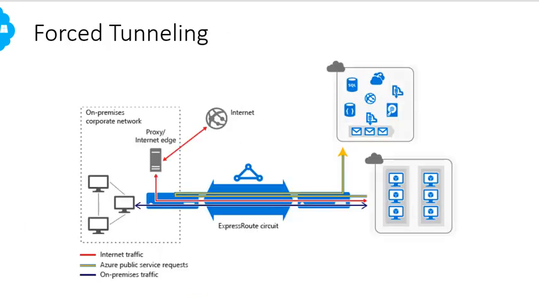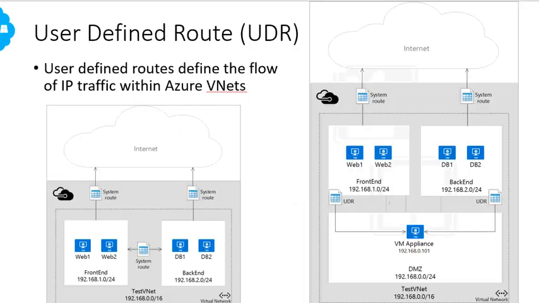Force tunneling: if you are familiar with tunneling, it can be forced or partial. This is what we are doing here. We are doing a force tunnel between the circuit itself, the proxy, and the backend of the backbone. You can see the on-premise traffic as Azure public, and you can use the internet traffic itself between the proxy and the edge network.